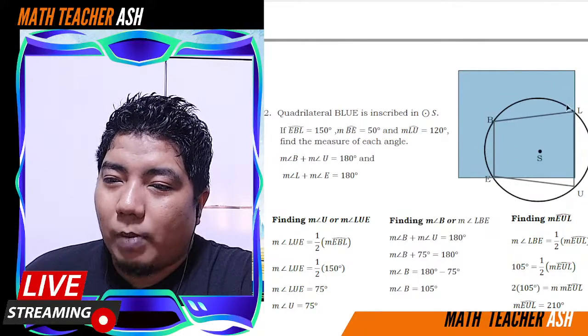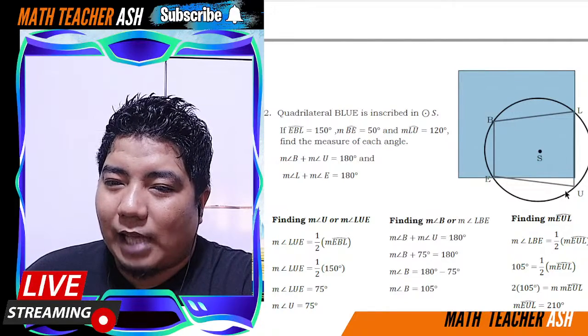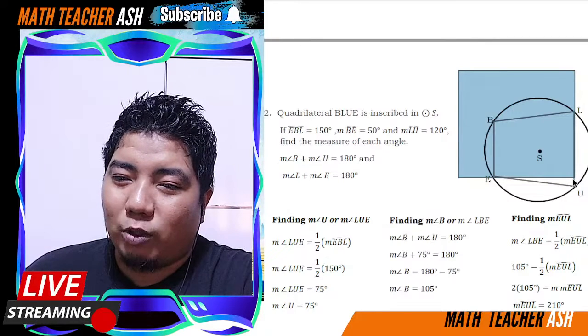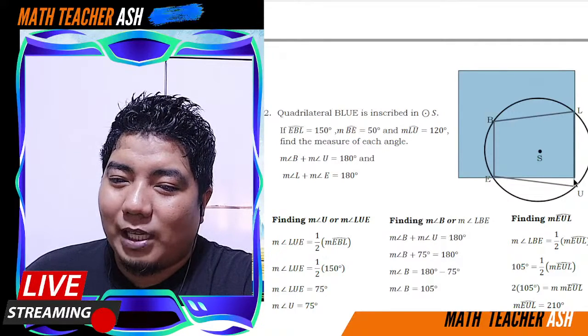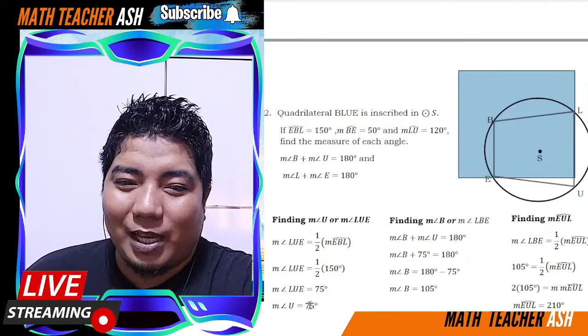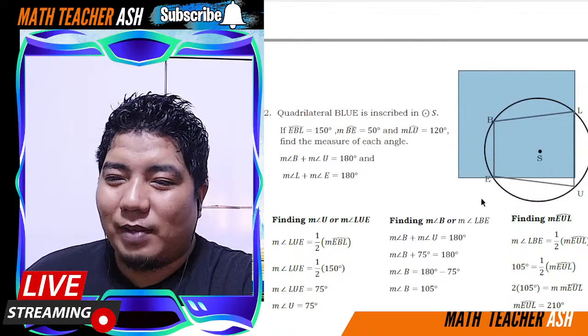Then, sino ba ang kumakain sa intercepted arc na ito? Of course, that is angle U. So, 150 divided by 2, angle U right now is 75 degrees. At ito nga yun. Okay, hope you can see my arrow or my cursor. So, that is 75.